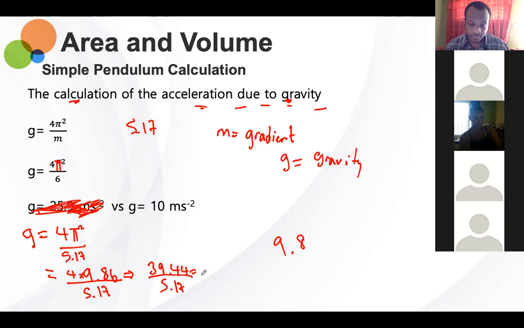How much do we get? 7.86. So if we compare 9.8, which is the actual value in your textbook of the acceleration due to gravity, the theoretical value, and this is our value that we just calculated, 7.8. We see it is close enough, very close enough.